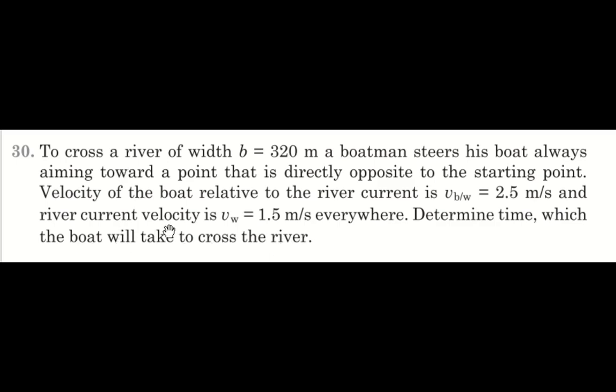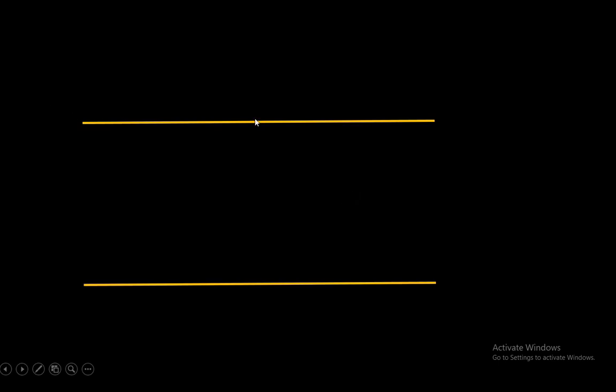So this is the question. See, this is a river bank. A boatman starts from A and he wants to reach just opposite to A, that is a point B. P is just opposite to A. And this distance is the river width, which is given as B in the question.